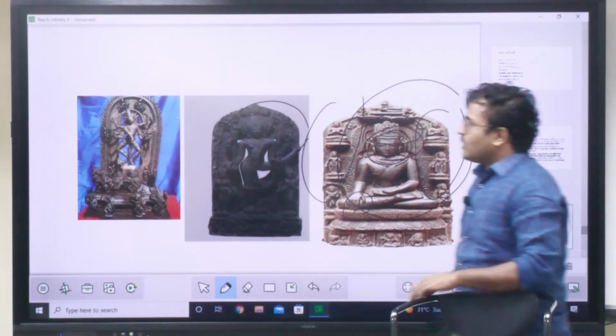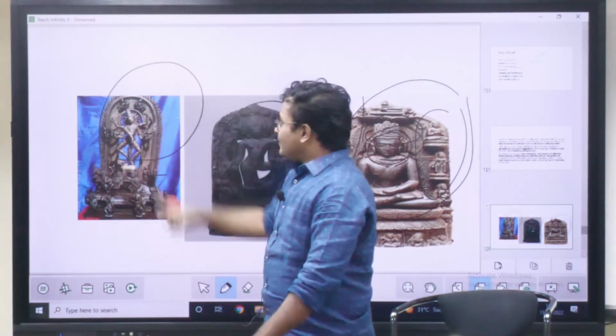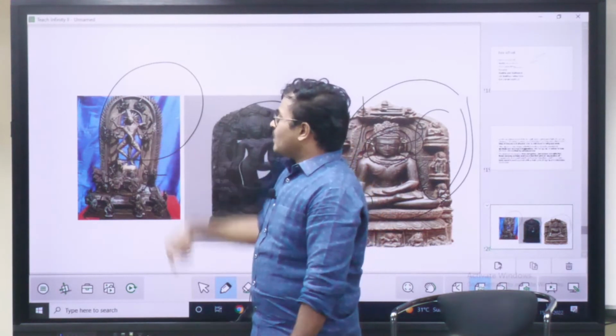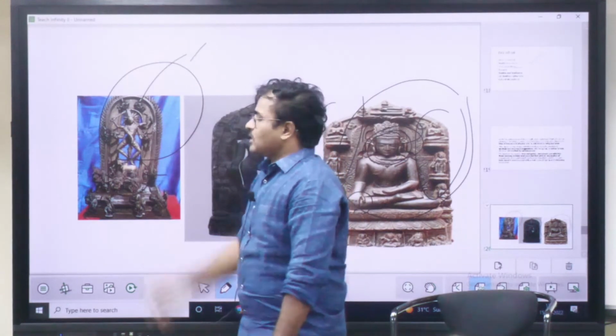This is the image of Lord Nataraja, and he is dancing on a bull. He has some eight arms. I'll discuss these Nataraja images later. Just remember that there is a Nataraja image here.